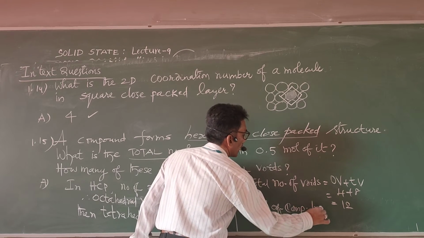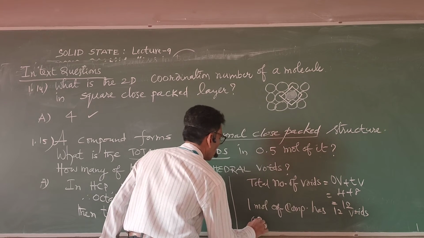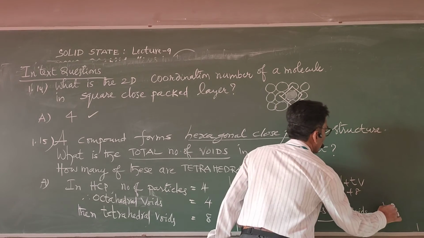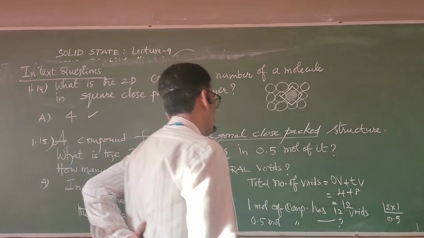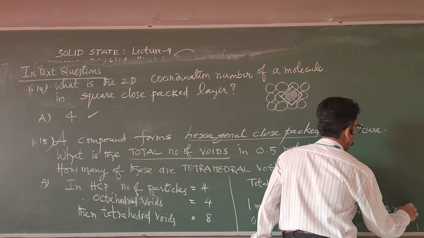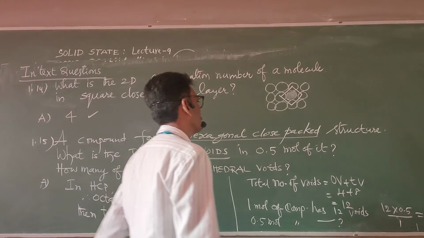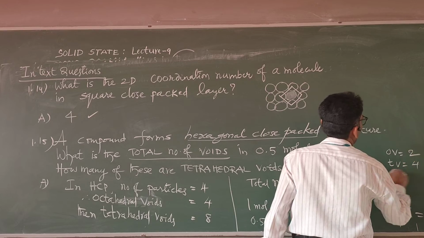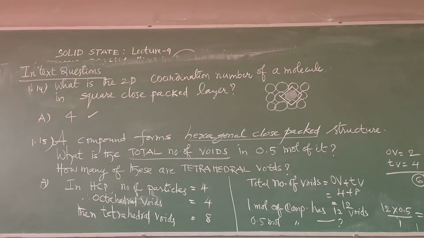1 mole of compound has 12 total voids, and 0.5 moles of the compound has how many? 12 into 0.5 by 1, that is 6. You can reduce that one. Therefore, octahedral voids are 2 and tetrahedral voids are 4, total 6. I hope you followed this one. Other questions will be taken very soon.